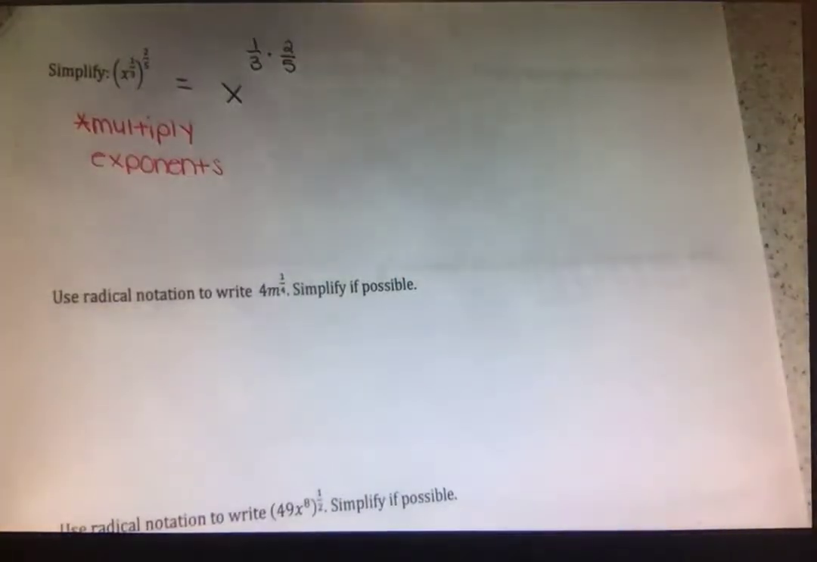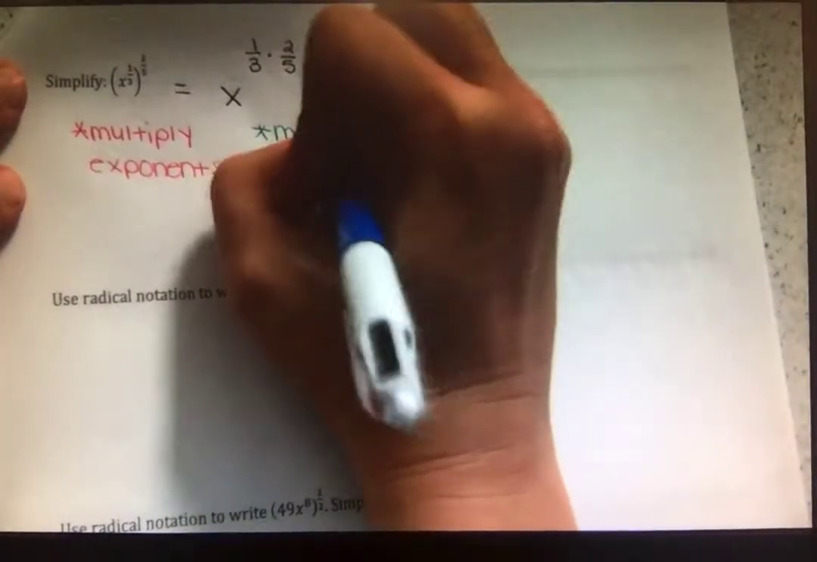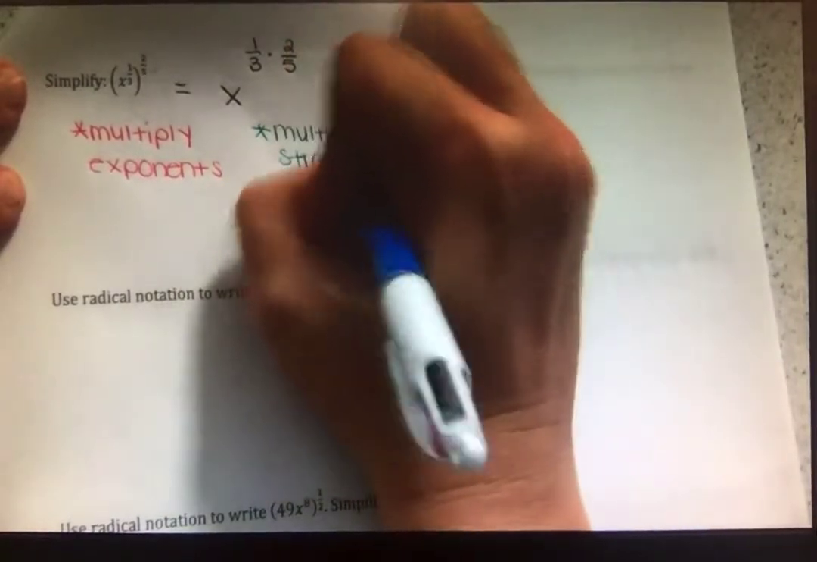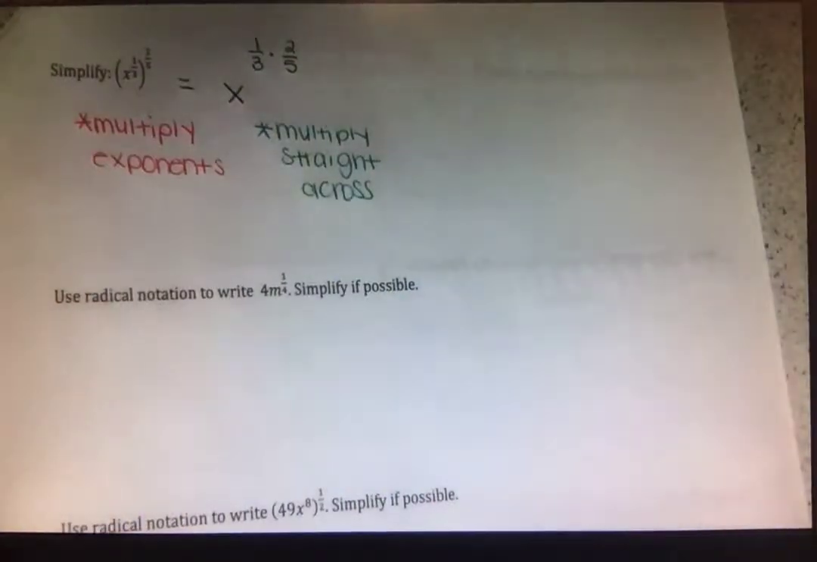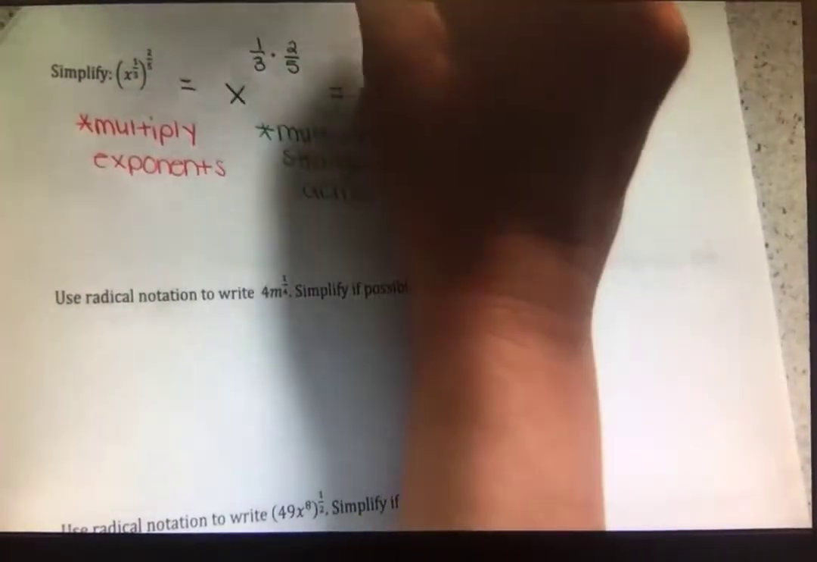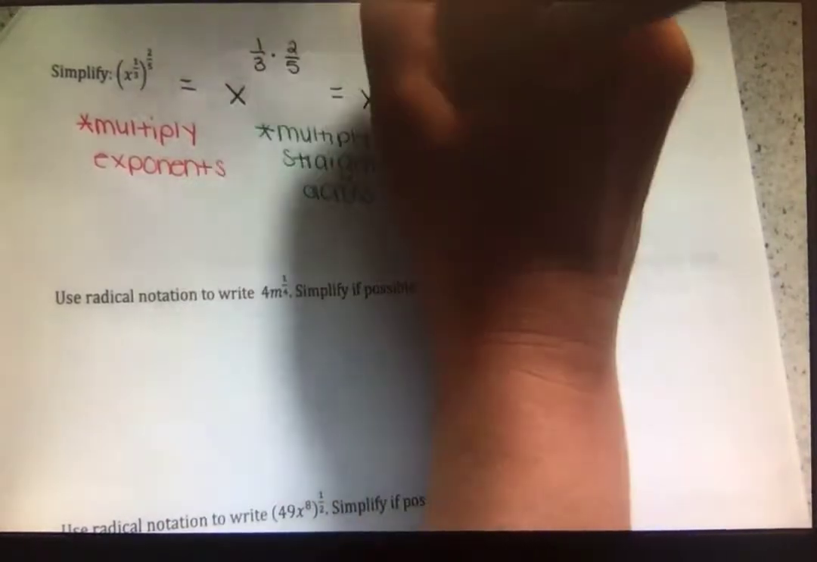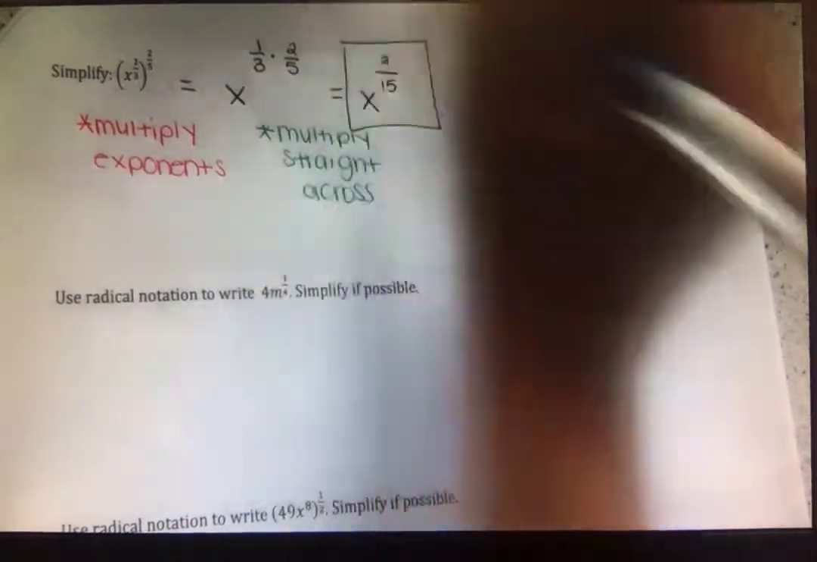So we have that base of x, which is going to stay the same, 1/3 times 2/5. We're multiplying fractions, so we're going to multiply straight across. So we have x. 1 times 2 is 2, over 3 times 5 is 15. 2 over 15 cannot be simplified. Final answer.